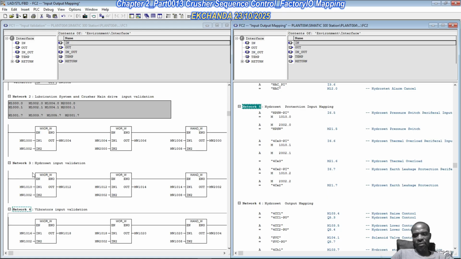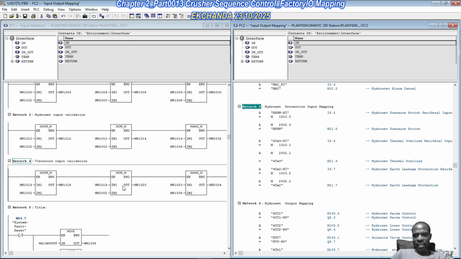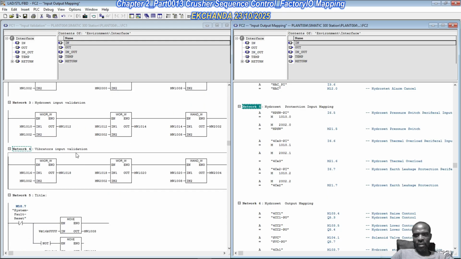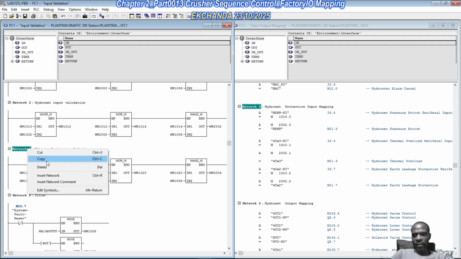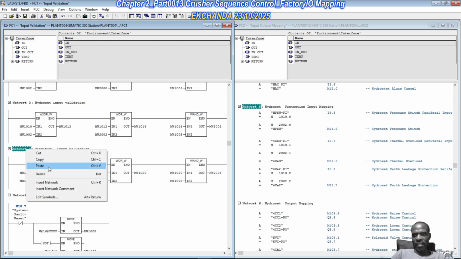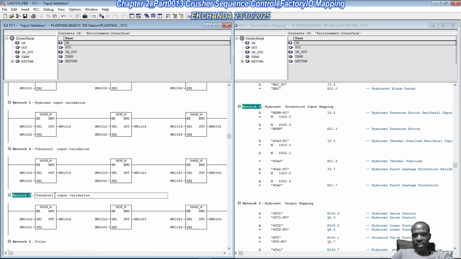In as much as we've got all those 16 bits, we've only used like 3 of each memory word. Okay, then we go to vibrators. Or maybe what we can do is say vibrator 1 input validation. Let's copy this, paste here. And then here we can say vibrator 2 input validation.